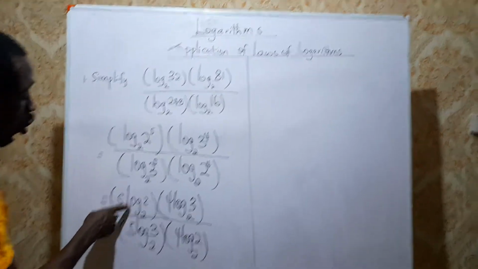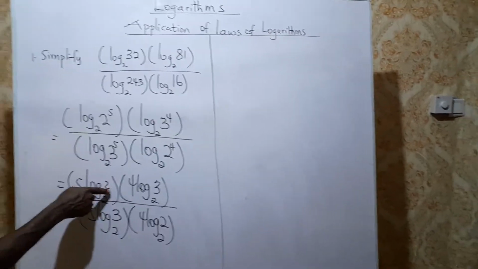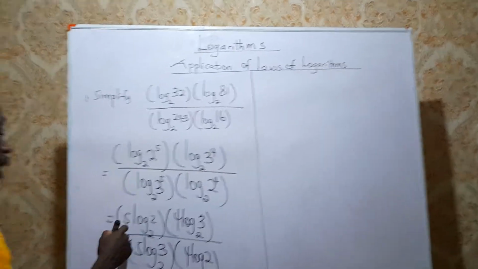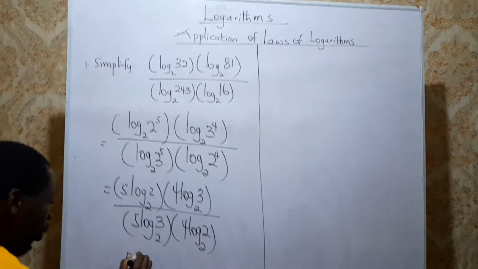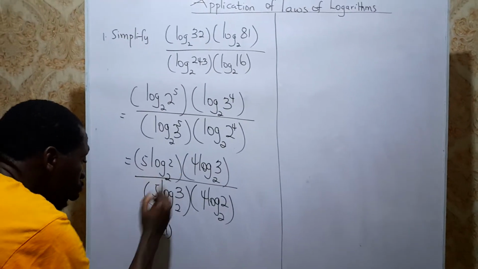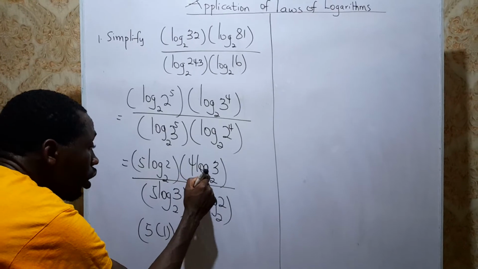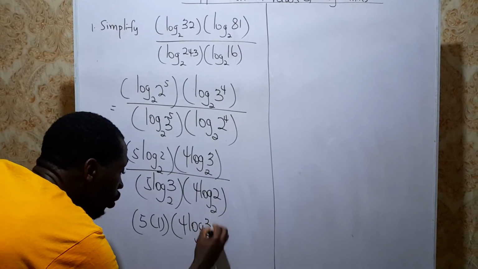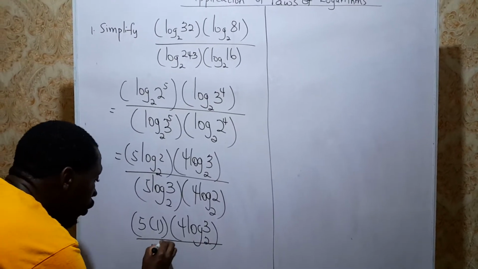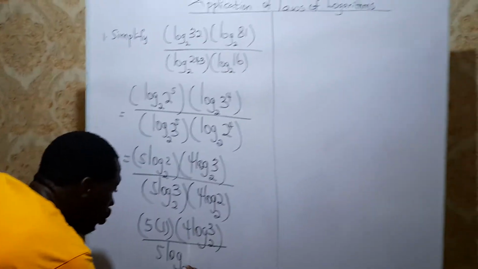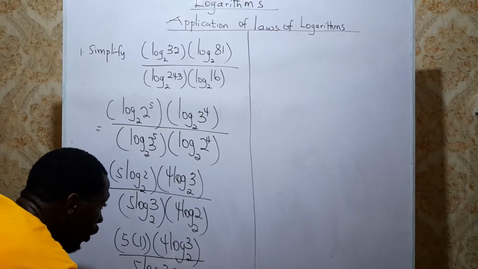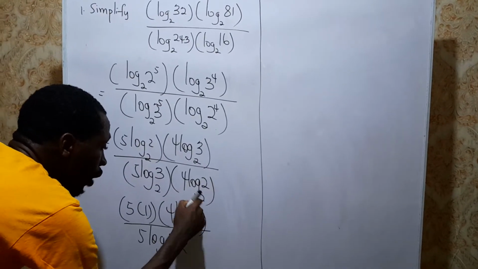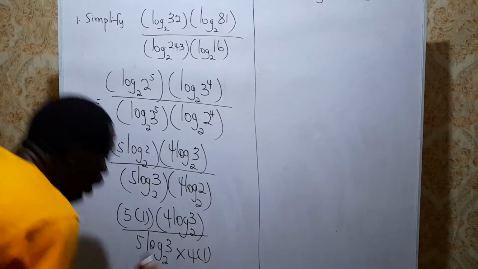Now remember, a log to the same base is 1. So we can say this is 1. Another log to the same base here is 1. So we can say this will be 5 times 1, this is 1, then times 4 log 3 base 2, over 5 log 3 base 2, then times. So this one too, a log to the same base is 1. So we say 4 times 1.